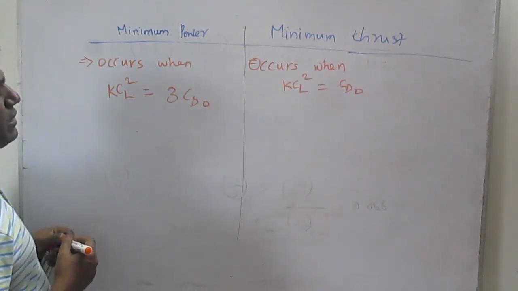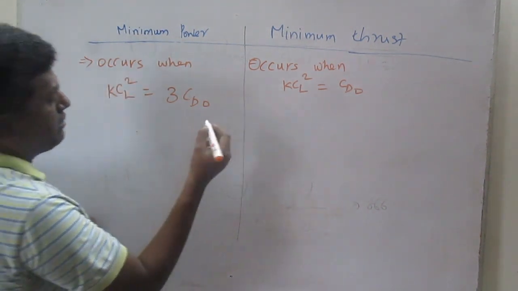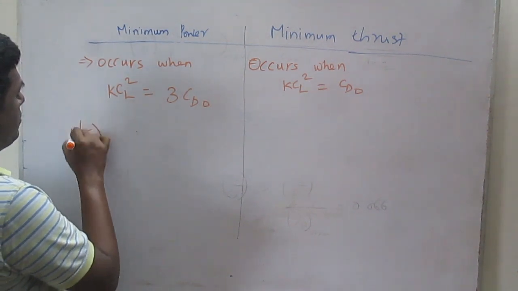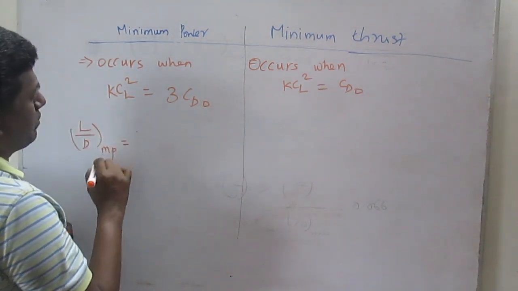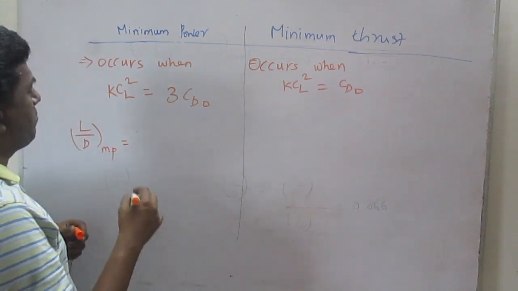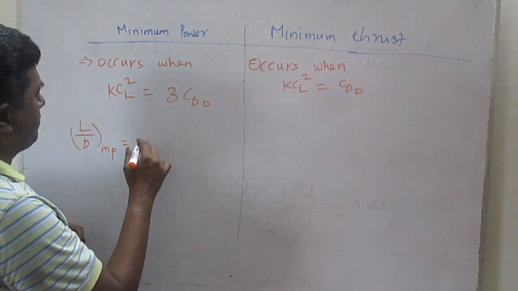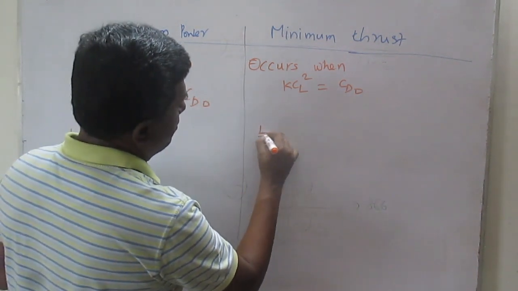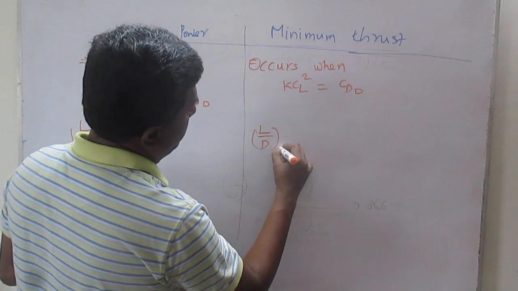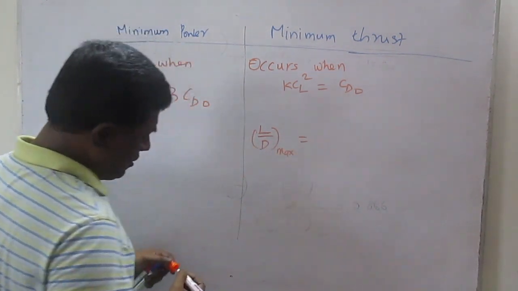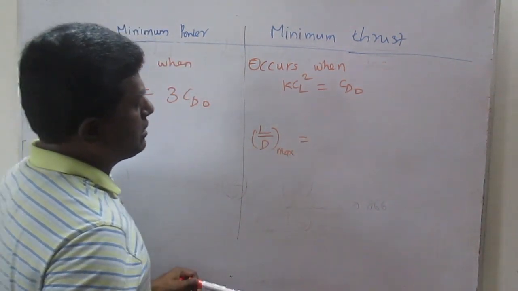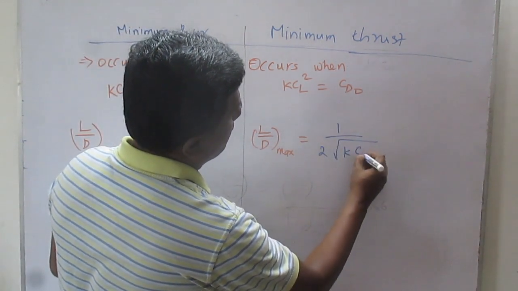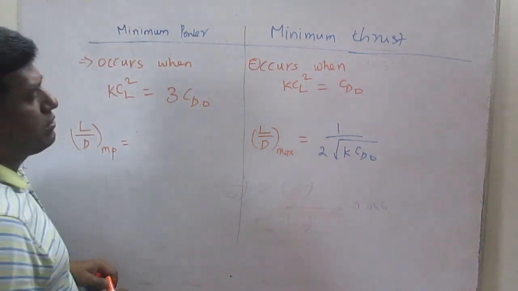Then the next thing is the L by D ratio, in both the cases. We have seen the L by D ratio of the minimum power. For L by D max, we just had 1 by 2 square root of K CD naught. So this is one thing.